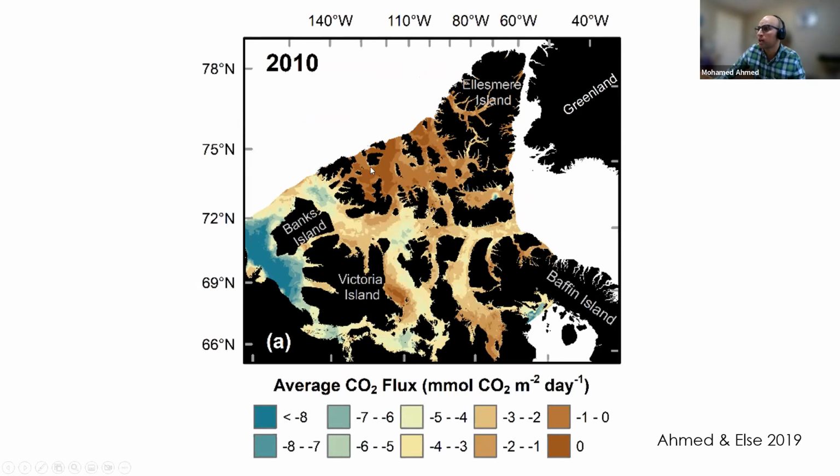But in most of the archipelago, you can see there is not so much exchange because this area is mostly covered with sea ice, and the sea ice acts as a barrier for gas exchange. So there is not much flux happening in this area. We quantified the average CO2 flux to be around -3 millimole CO2 per square meter per day. This is equivalent to -7.7 teragram carbon per year for the entire Arctic archipelago during the open water period.